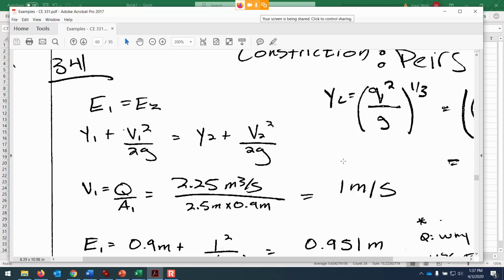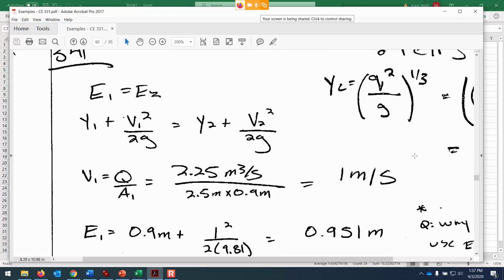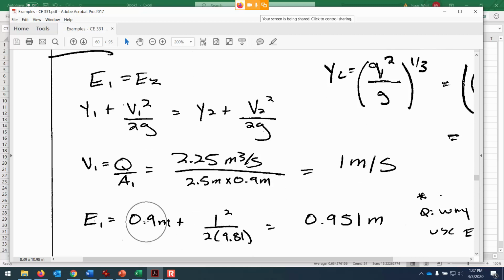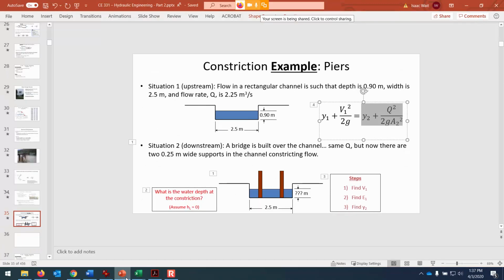And so how much specific energy is there at location 1? It's going to be the depth plus the velocity head. And so since the depth is 0.9 meters, then we also add in the velocity head component. That means that the total amount of specific energy upstream is 0.951 meters. So that gives us both the velocity at 1 and the specific energy at 1.